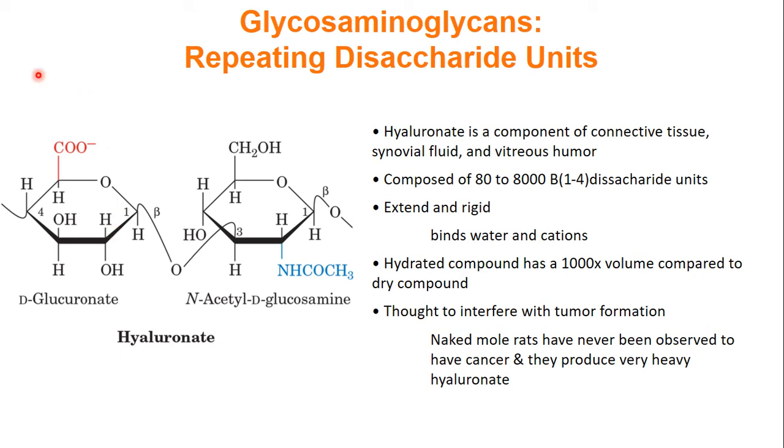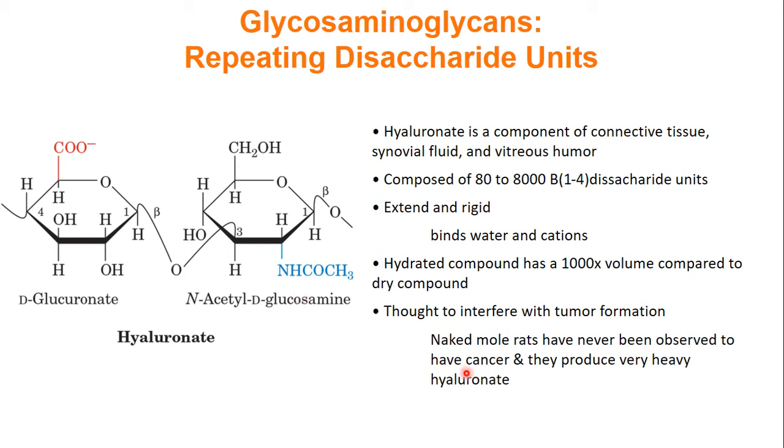Because imagine you have two layers of hyaluronate here. So when you push down on your knee, for example, these negative charges will repel each other, which repels the force of you walking or jumping. So that is why it is your shock absorber. And interestingly enough, hyaluronate is thought to interfere with tumor formation.